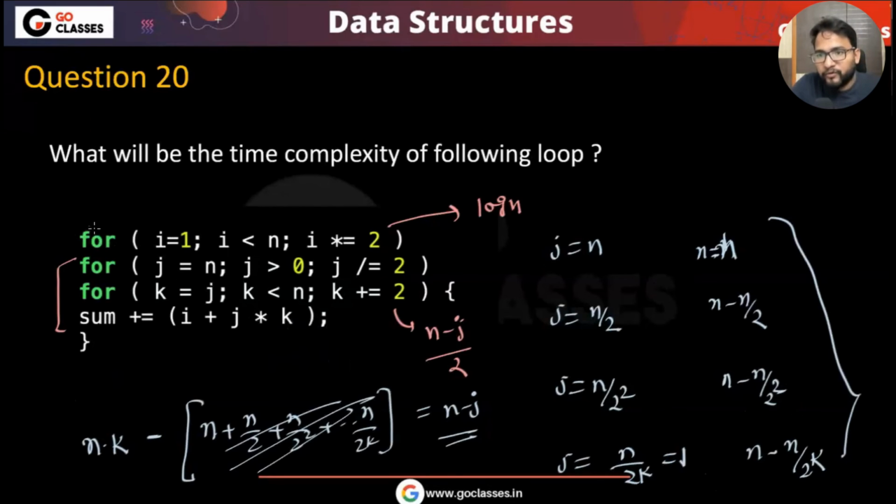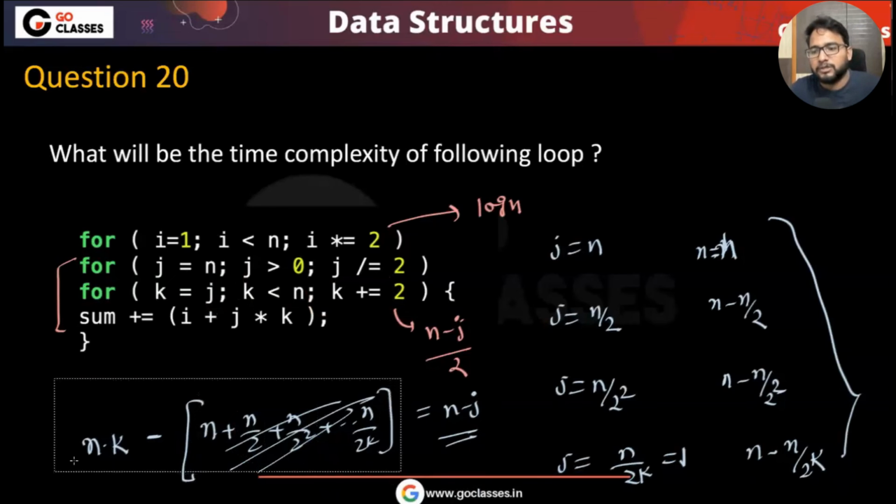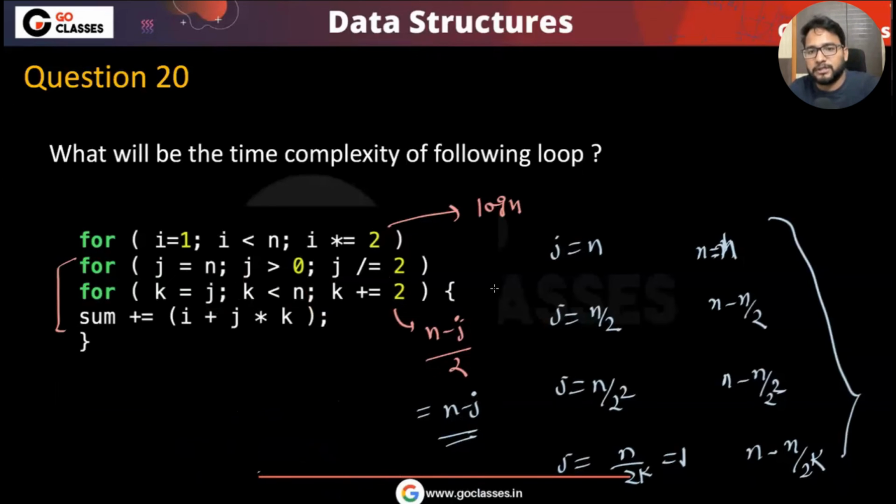See, what we first did, we first ignored this, right? And then I'm just going to say that this loop is going to run n minus j by 2 times, because it is n minus j, and each time you're adding by 2, right? So n minus j by 2, or let's just say n minus j times. This by 2 won't matter. So this loop is going to run n minus j times, which is the first thing.